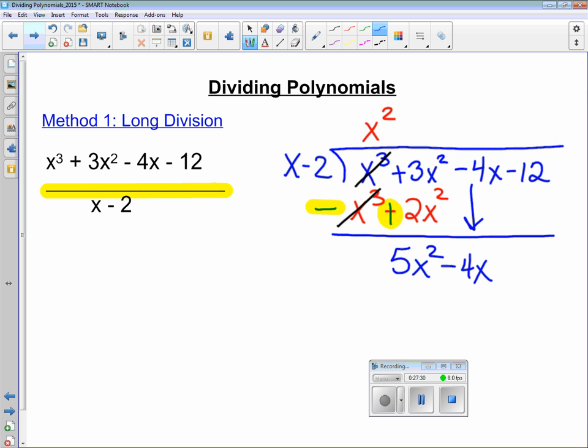So there is x times what is 5x squared? 5x, right? Positive. So we're going to write plus 5x. Now, I'm going to do the same thing that I did before. I'm going to distribute the 5x times both the x and the minus 2. So 5x times x is 5x squared. It better be the exact same thing because they're always going to cancel, right?